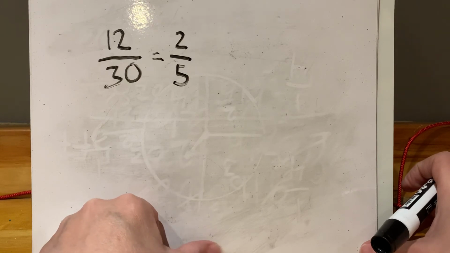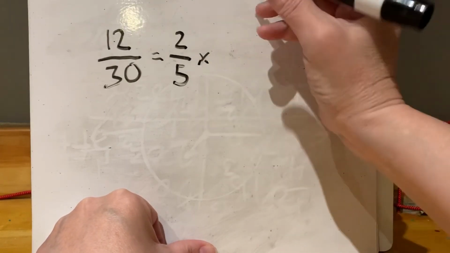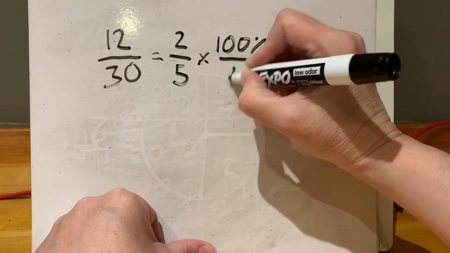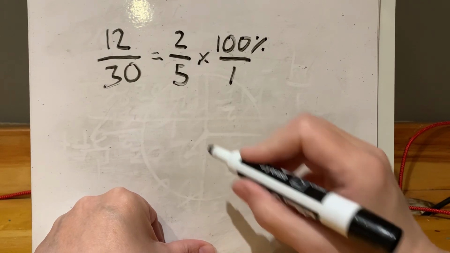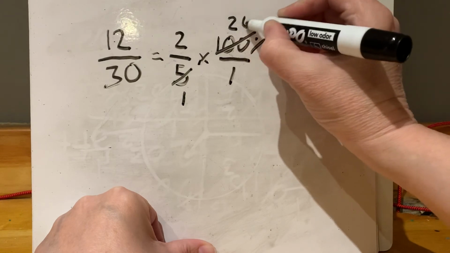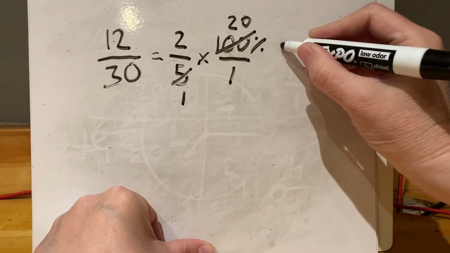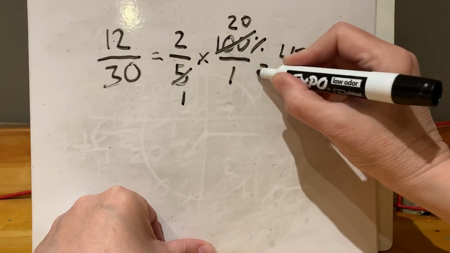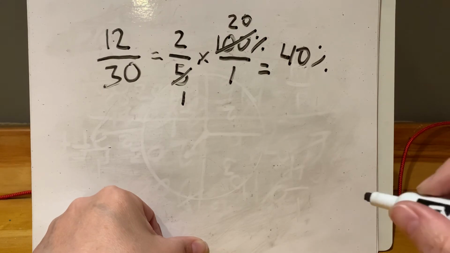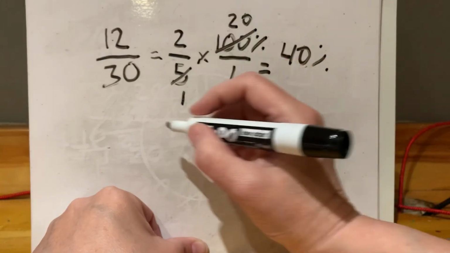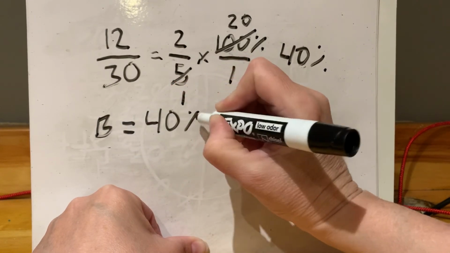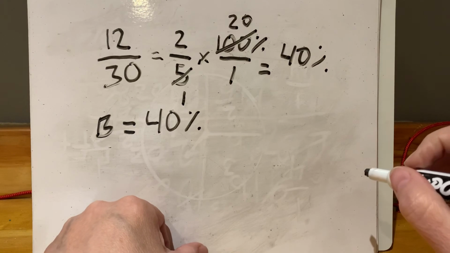And now we want to convert this to a percent. We do that by multiplying by 100%. Now I'm going to cross cancel. 5 goes into itself once. 5 goes into 100 20 times. 2 times 20 is 40%. So first we asked, boys are what percent of the class? Boys equal 40% of the class. And we know that class totals 100%.